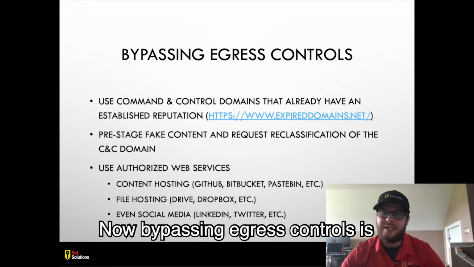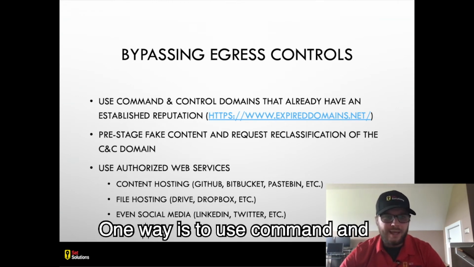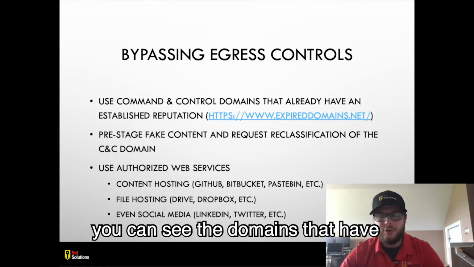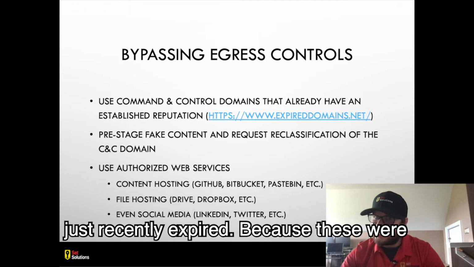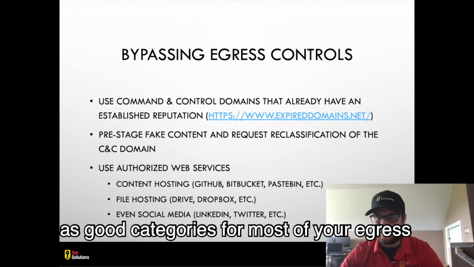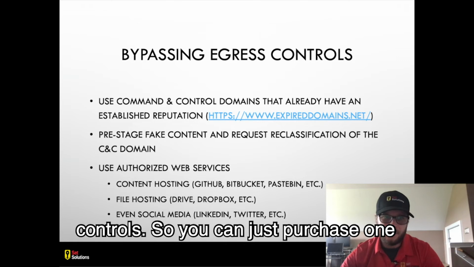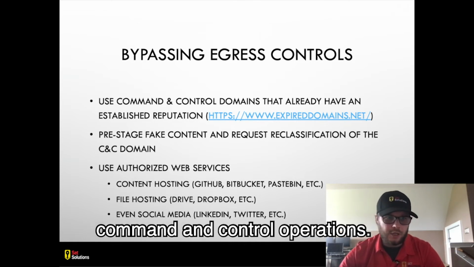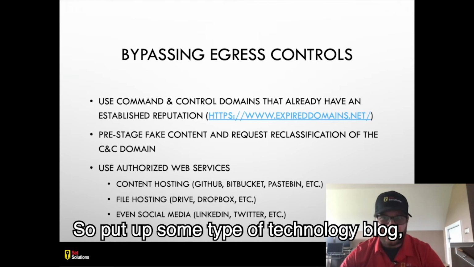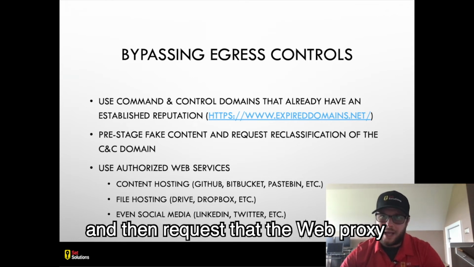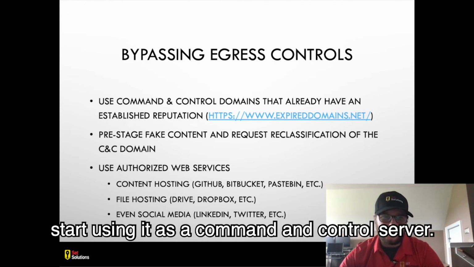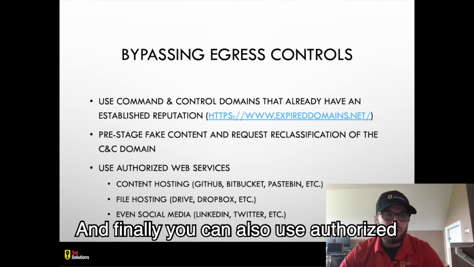Now, bypassing egress controls is actually fairly easy to do. One way is to use command and control domains that already have an established reputation. If you go to a site called expireddomains.net, you can see the domains that have just recently expired. Because these were previously used and just recently expired, they often already have established reputations as good categories for most of your egress controls. So you can just purchase one of these domains and use it for your command and control operations. You can also pre-stage fake content and then request reclassification of that domain. So put up some type of technology blog or maybe some healthcare information, and then request that the web proxy services reevaluate your domain in order to have it classified as that before you start using it as a command and control server.